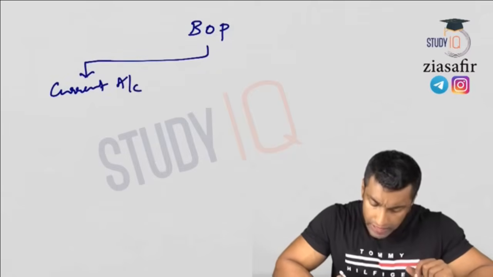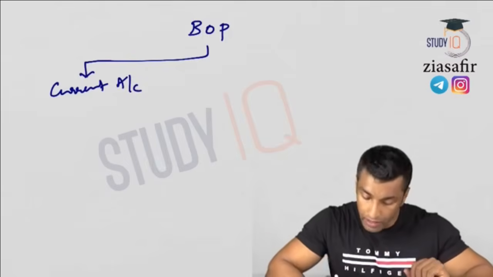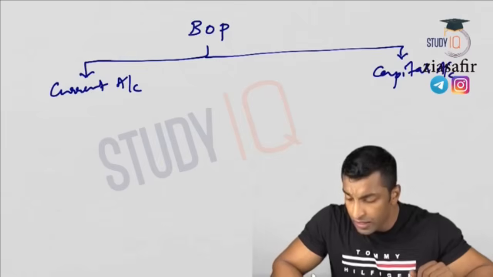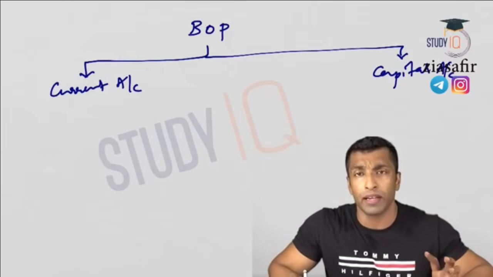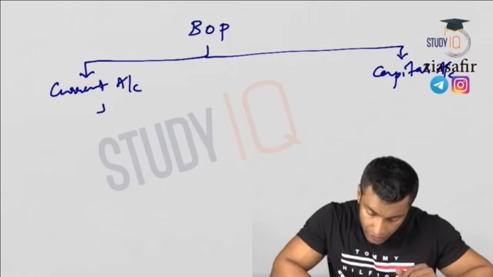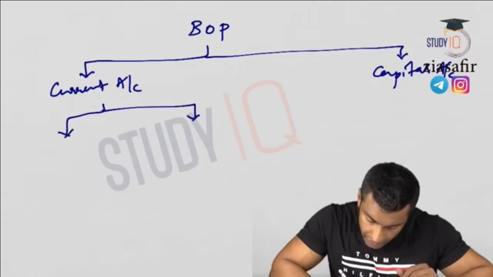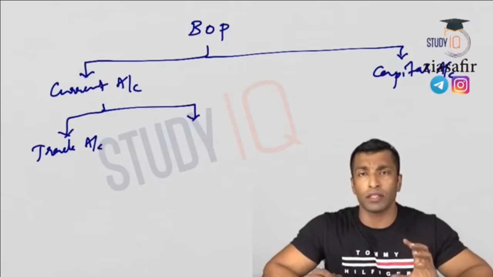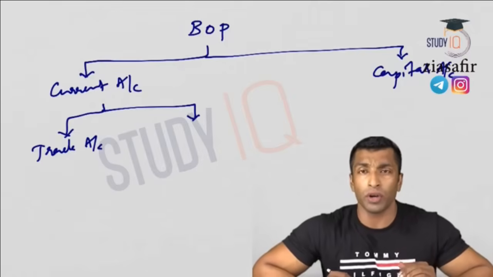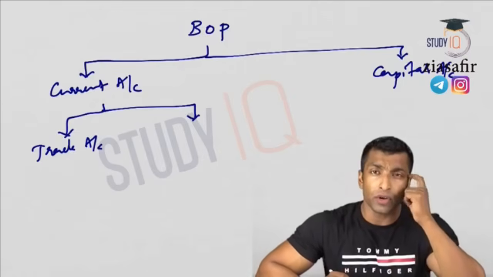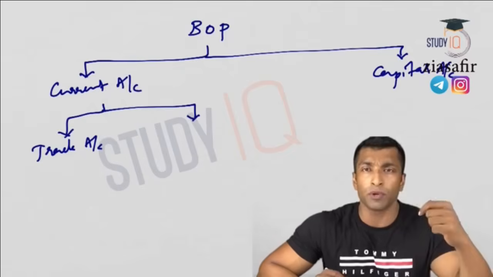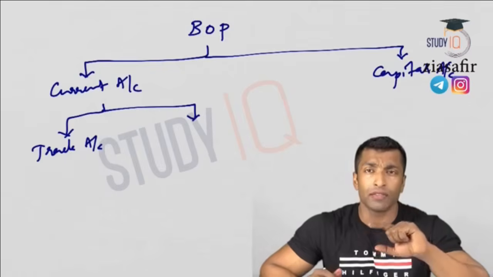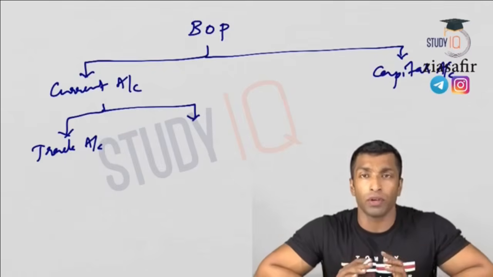current account, where all the export, import, and all those things will come, and then we have capital account. So here the change in assets and liability will come. Then the current account is actually divided into two: trade account, or it can also be called visible account or merchandise account, because when you're talking about trade account, I am talking about exports of goods and imports of goods, not services here, and that is the reason why we are talking about visible account.